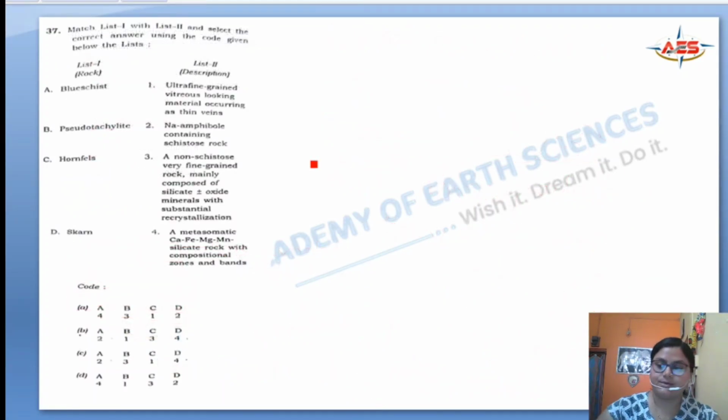Now what you see is question number 37. It is given: match list 1 with list 2 and select the correct answer using the code given below. List 1 consists of rock names and list 2 the descriptions. Rock names are blue schist, pseudotachylite, hornfels and skarn. Now, what is blue schist?